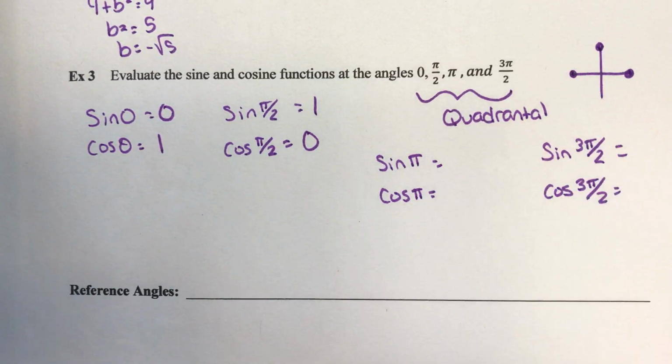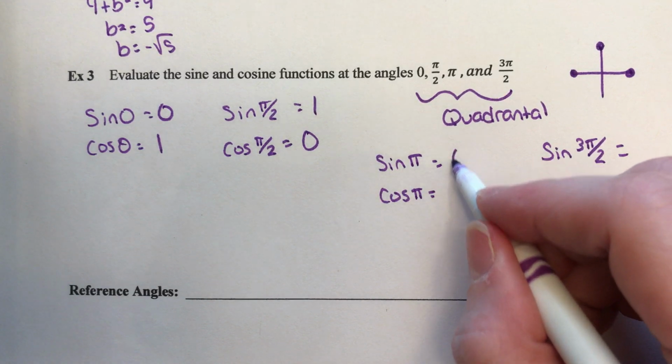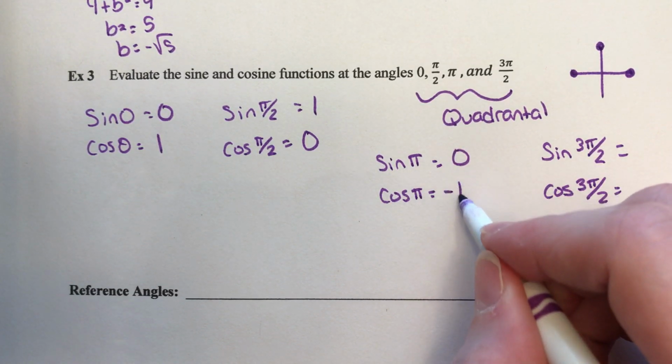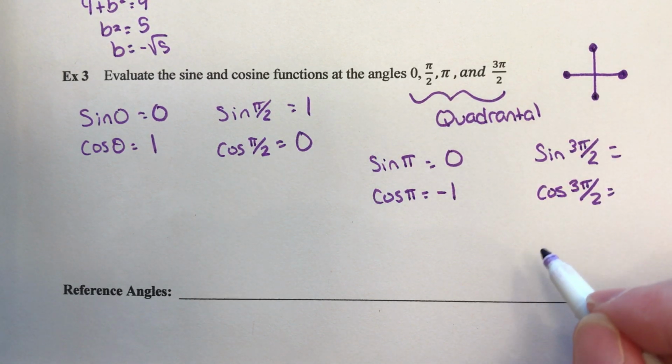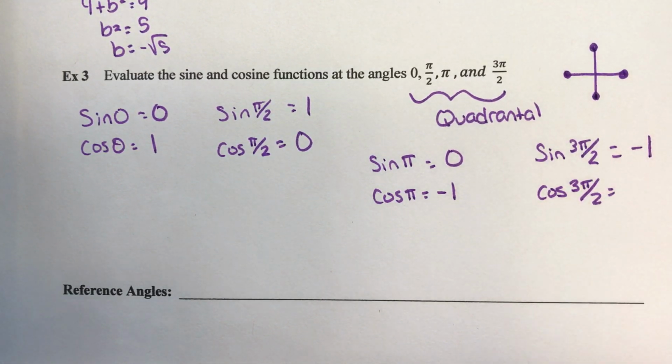Pi is over here on the left side. The y value is 0. The x value is -1. And then 3 pi over 2 is down at the bottom. The y value is -1. The x value is 0.